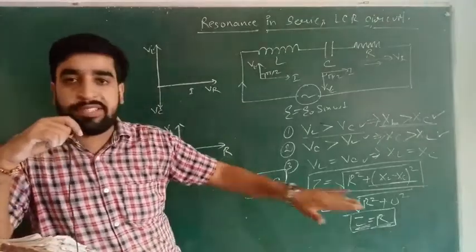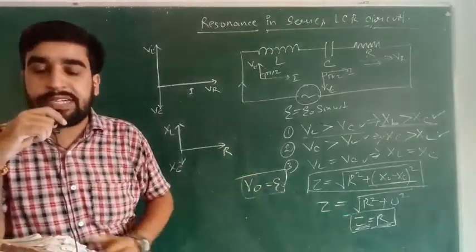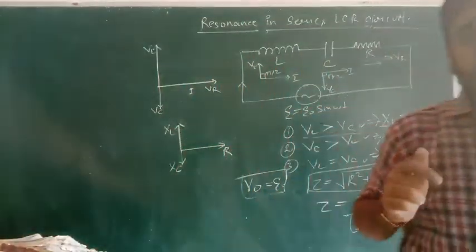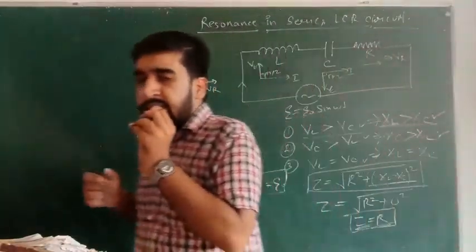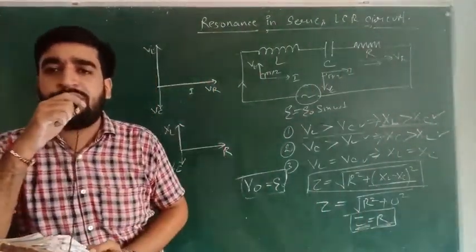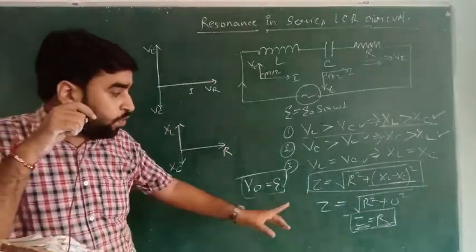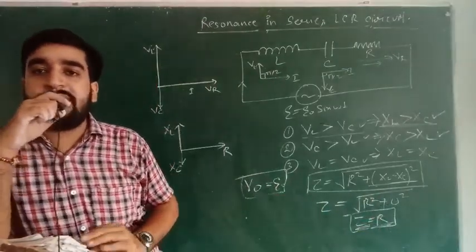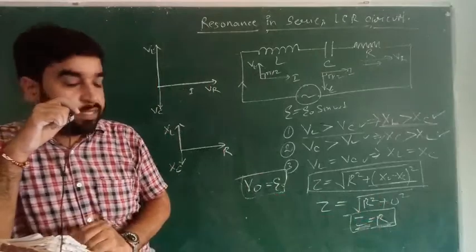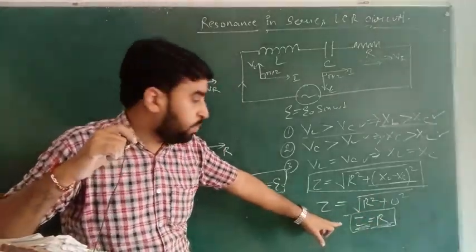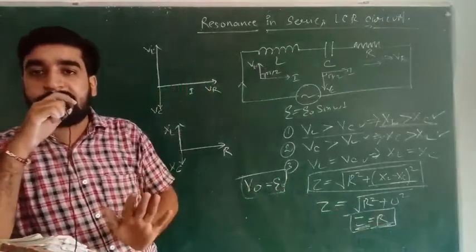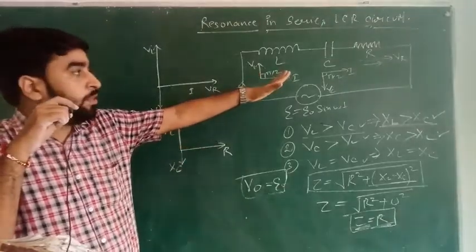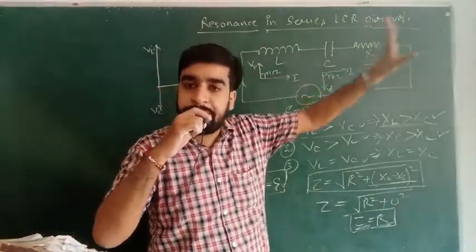Why is this condition known as resonance condition, or what will be the effect of this condition? You will find out the answer. Z is equal to R. What is Z? Z is the overall resistance offered by a series LCR circuit. Overall resistance Z is equal to resistance only. This is the minimum value. Impedance now has its minimum value. Less than resistance, it cannot be, because resistance is the property of the material. This resistance in the series LCR circuit will remain along with it.